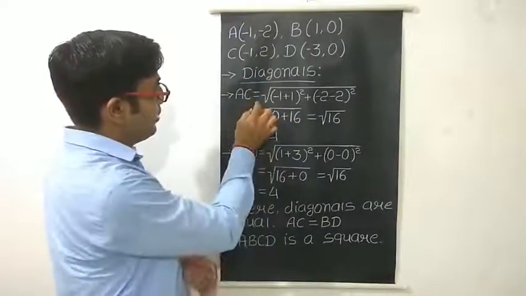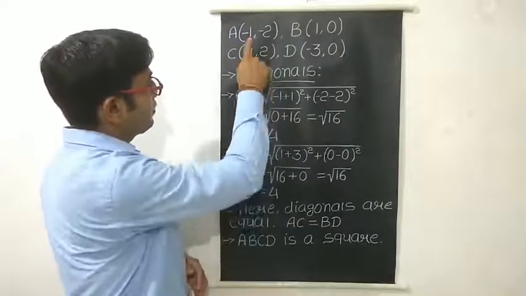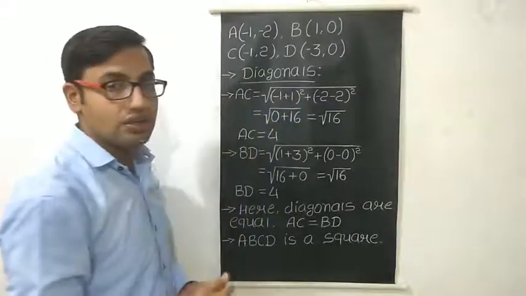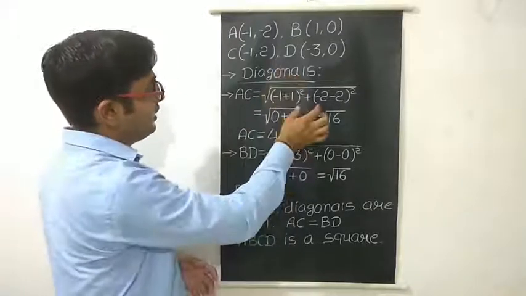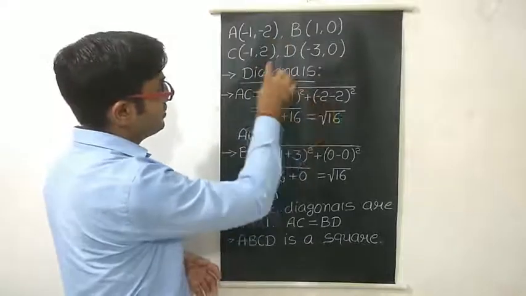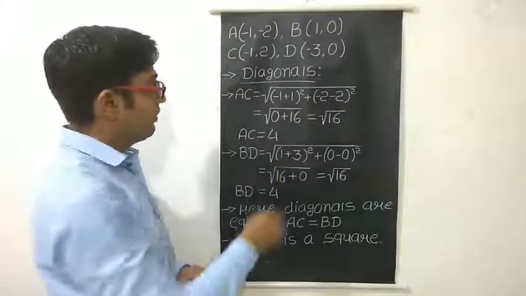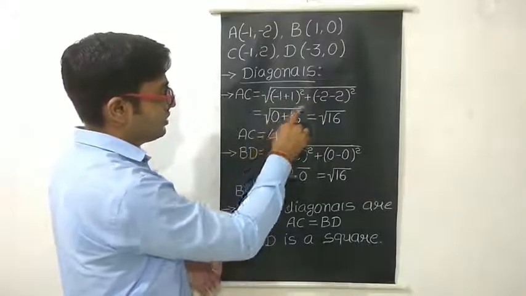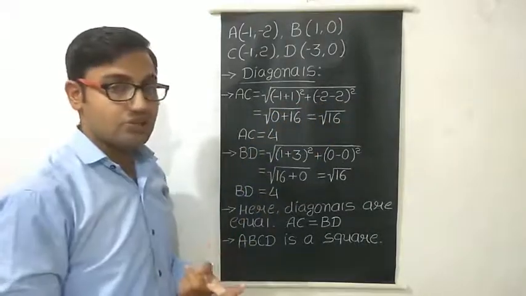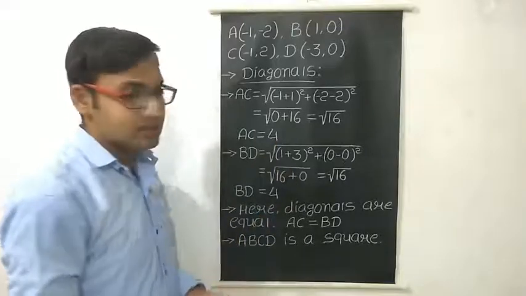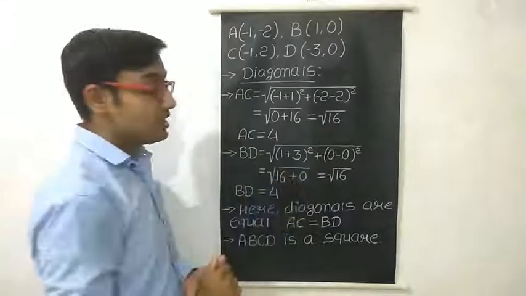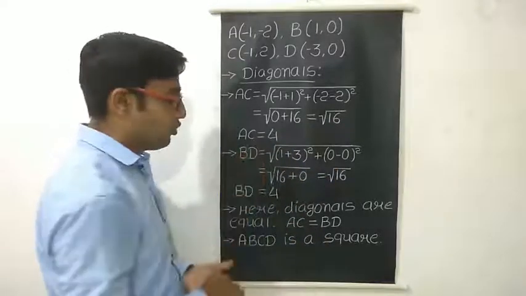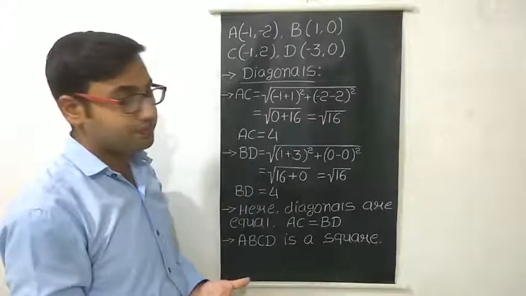So AC we can write as under root of (-1 minus (-1)), that is (-1 + 1) whole square, plus (-2 minus 2) whole square. So here we get minus 1 plus 1, that is 0. Then 0 plus (-2 minus 2) is -4, and (-4) square is 16. So here we get under root 16, and under root 16 is 4. So the diagonal value AC is equal to 4.